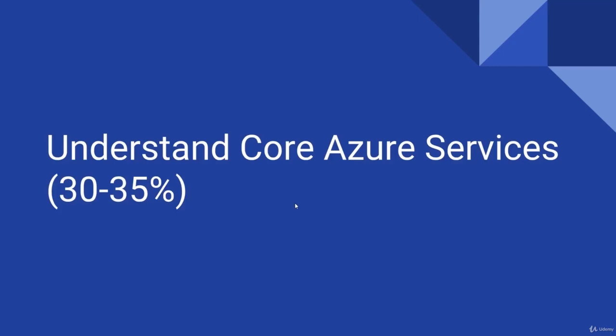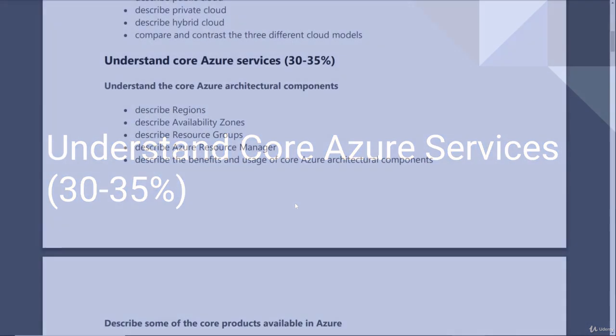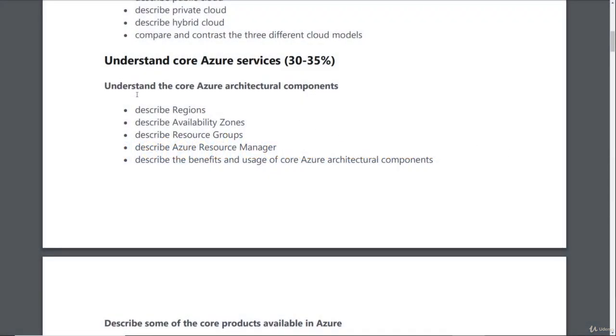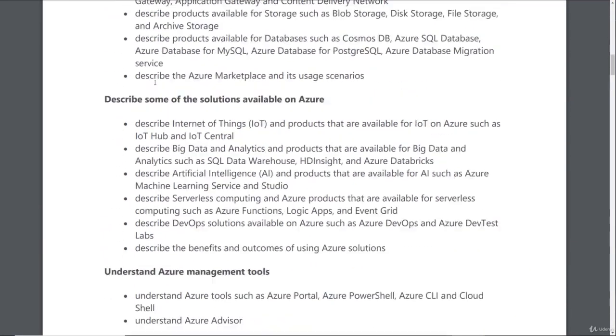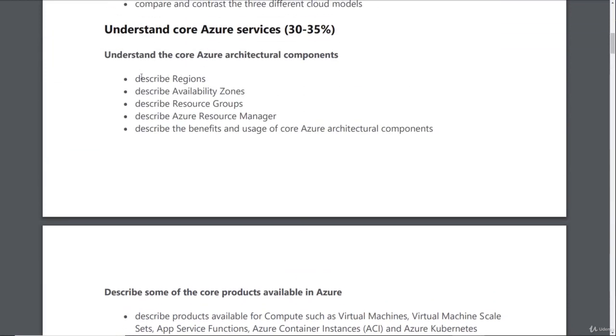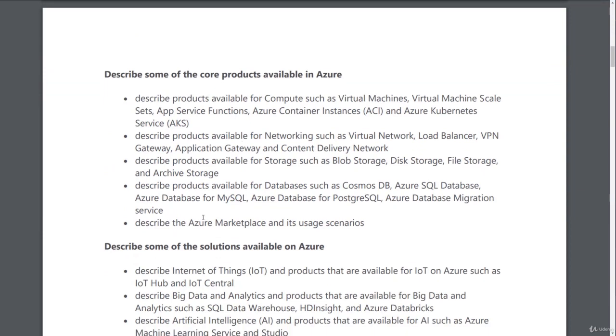So the second big topic of this exam is to understand core Azure services, and that's worth a full 30 to 35%. This is by far the largest of the sections, although they're all pretty even, but this is 30 to 35%. Now, there's a lot of topics covered. When we expand the requirements on that landing page, we can see we're talking about regions, availability zones, ARM, everything from Azure Marketplace and all of the things that you can get. So we're really going to dive deeper into all of the available services.